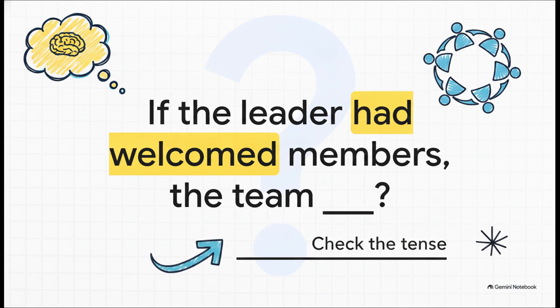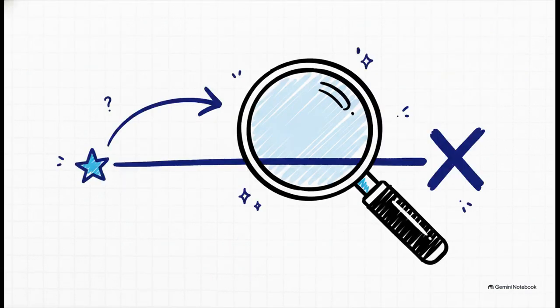If the team leader had welcomed the members warmly, the team blank valued and included. Your options to fill in the blank are A, felt, B, have felt, C, would feel, D, would have felt. Remember my biggest tip from earlier? Always check the tense of the first half of the sentence to find your clue. Make your choice now. And the correct answer is D, would have felt.